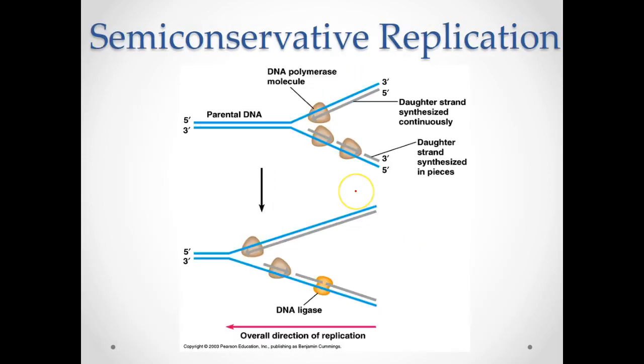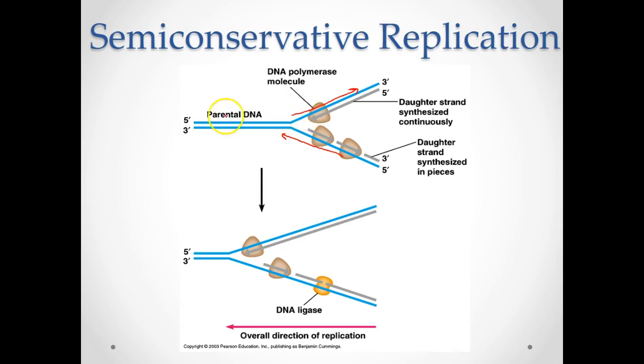Okay, so let's talk about the semi-conservative replication in a little more detail. Notice here's the 5' end of this strand. Here's the 3'. So this strand is moving that way, and this strand, the other original strand, is moving 5' to 3' in this opposite direction. So these two blue strands are anti-parallel. Those are the parental strands, the template strands.